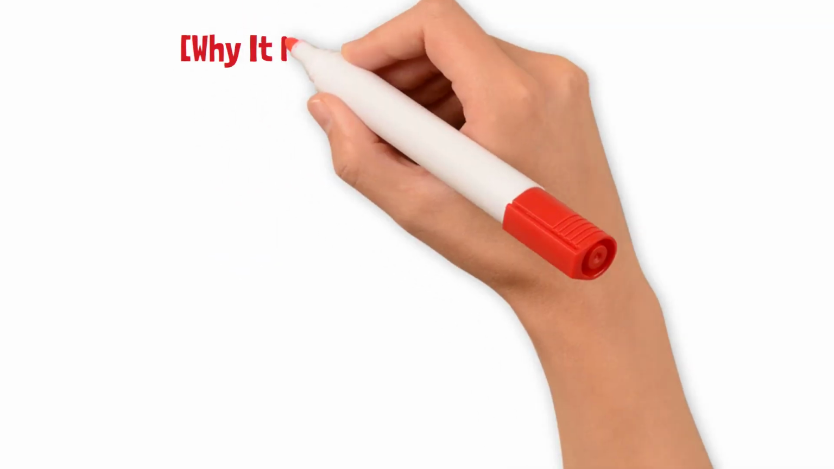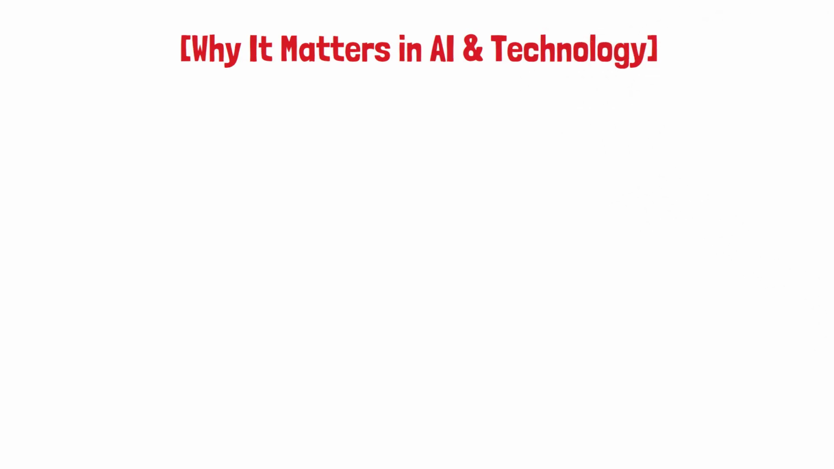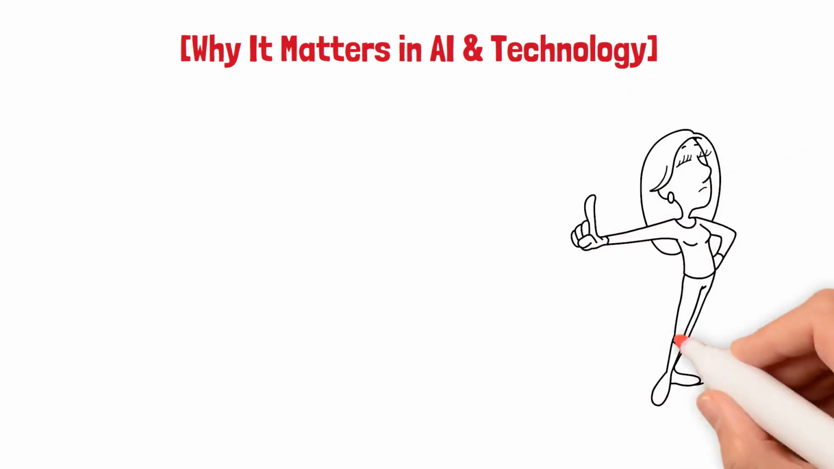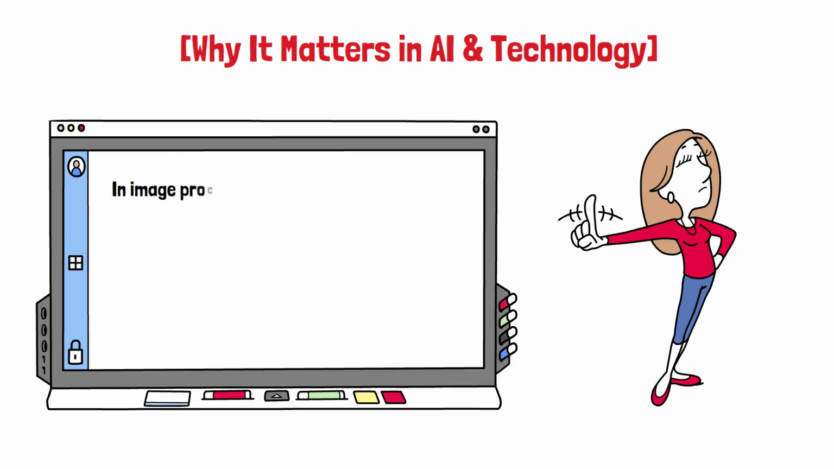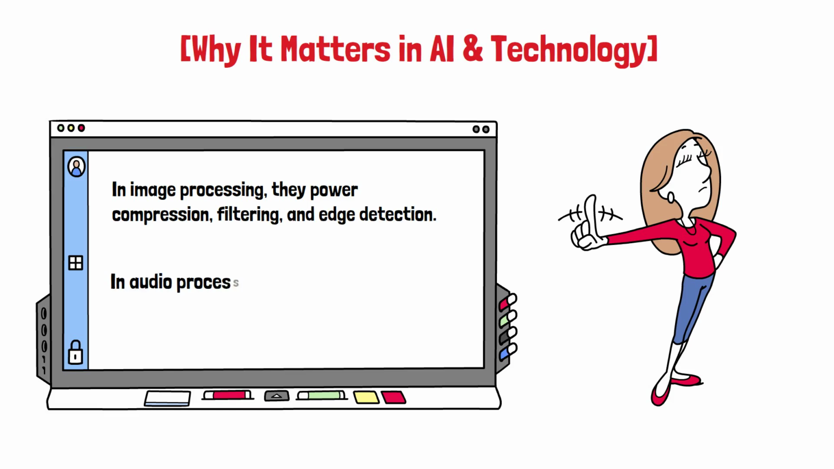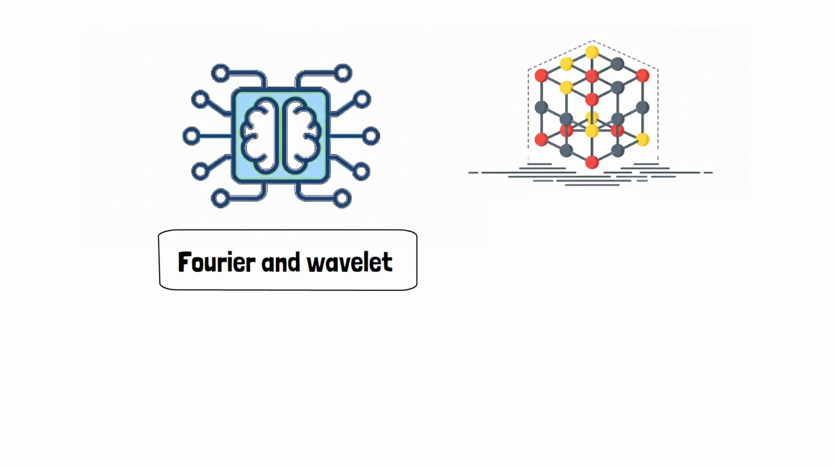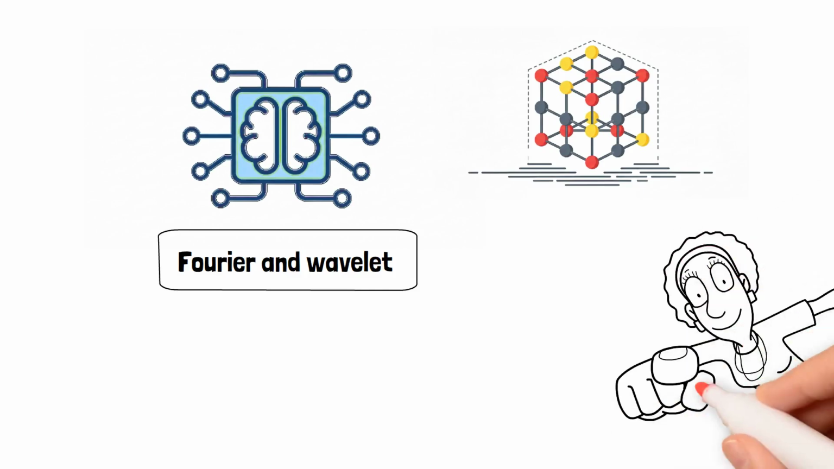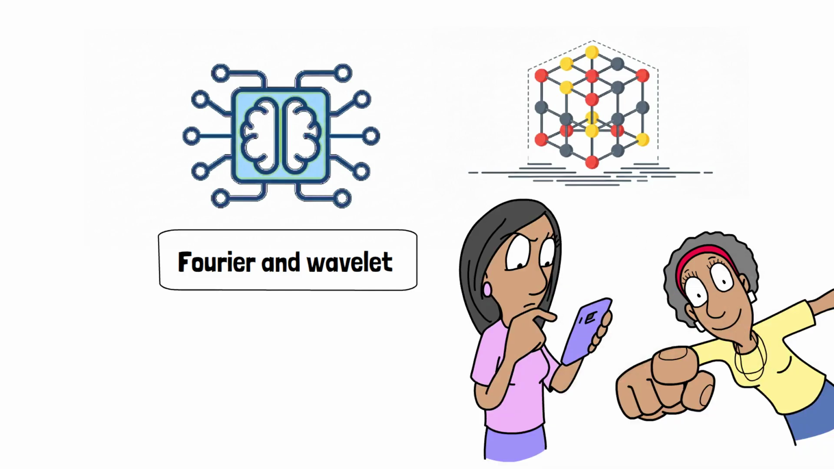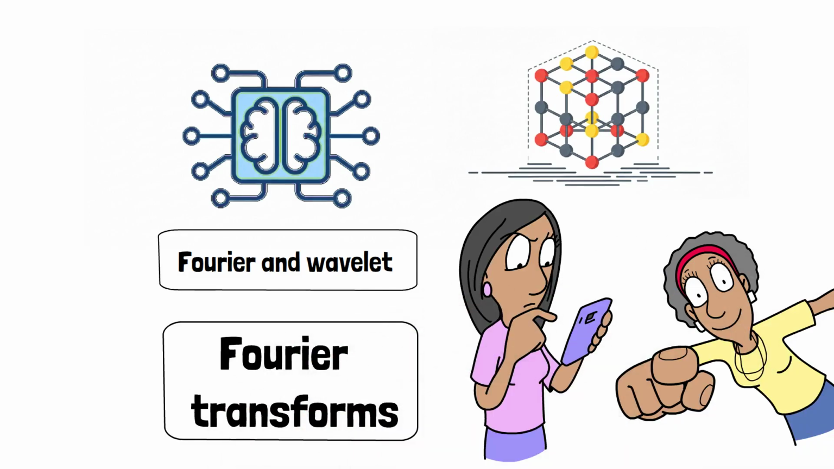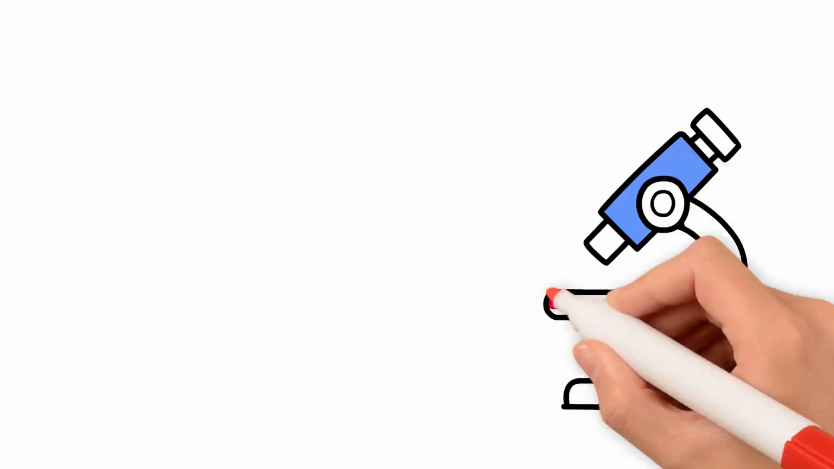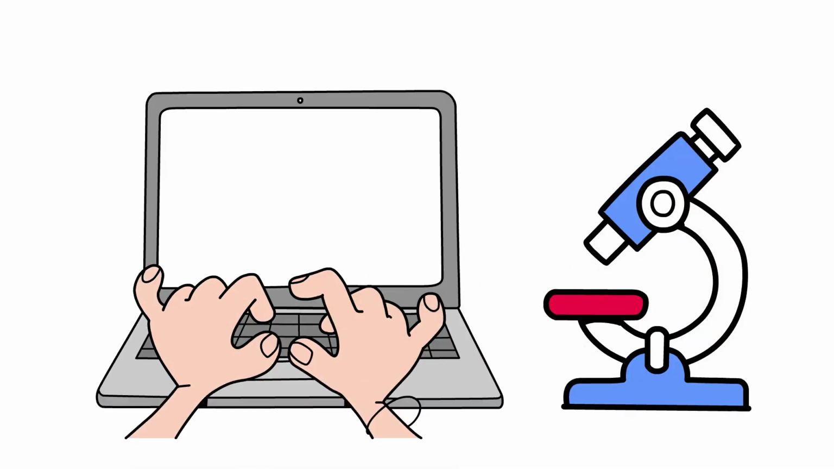Why it matters in AI and technology. Fourier analysis and wavelets aren't just theory, they're everywhere in technology. In image processing, they power compression, filtering, and edge detection. In audio processing, they help compress music, detect speech, and remove noise. In machine learning, Fourier and wavelet features help models recognize patterns in complex data. In communications, every time you send data over the internet or use your phone, Fourier transforms are working in the background. They're the mathematical microscopes of our digital age, letting us see signals in new dimensions.